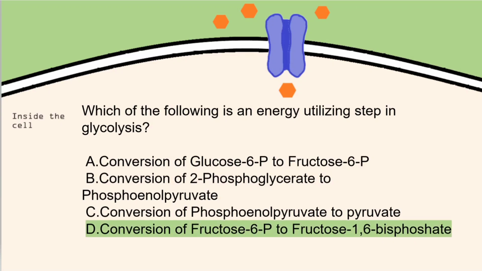It is D, the conversion of fructose 6-phosphate to fructose 1,6-bisphosphate. Now, while the first phase of glycolysis, in which the first 5 reactions are passive, is the energy requiring phase or the preparative phase, only 2 reactions out of the 5 actually consume ATP, and this is one of them.